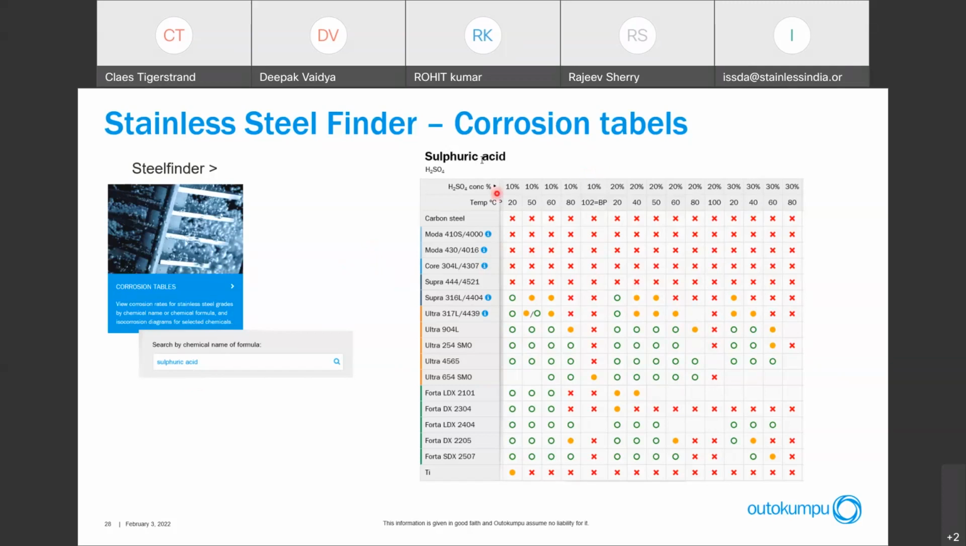So you go for the sulfuric acid 20% at 40 degrees C, and you see that the green circle indicates the same as the 0, where you don't expect any corrosion, and there you see for 2205 you have a green circle there. 316 has this yellow circle there.